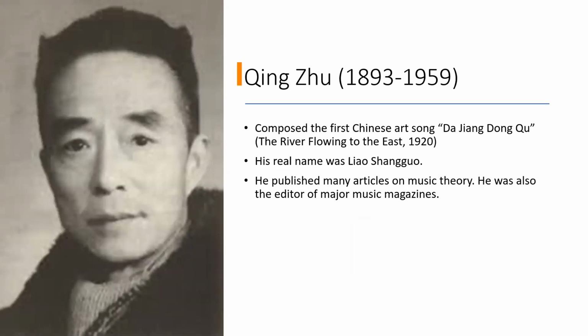Qing Zhu's real name was Liao Shangguo. He used the pseudonym because he had actively participated in organizations that protested the government. He had to escape after the failure of the protest. He needed a pseudonym to cover up his identity. He published many articles on music theory, and he was also the editor of major music magazines.